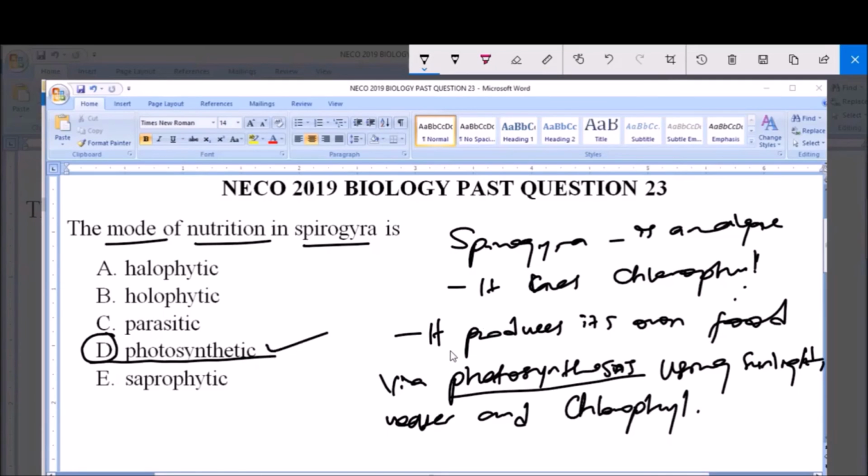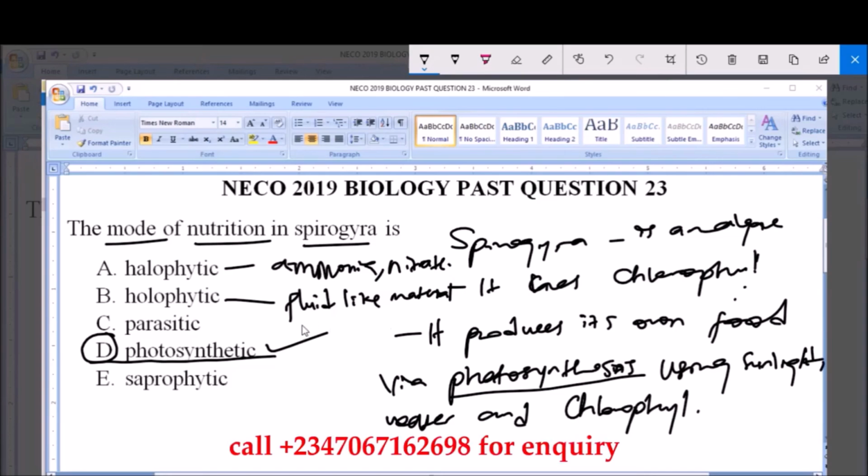Photosynthetic mode of nutrition. Now, in halophytic mode of nutrition, the organisms feed on carbonic acids, ammonia, and nitrates from substances. Then for holophytic, this is where the organism feeds on fluid-like materials. While for holozoic, they feed on solid materials like in man. But when the mode of nutrition involves fluid-like materials, it is said to be holophytic.